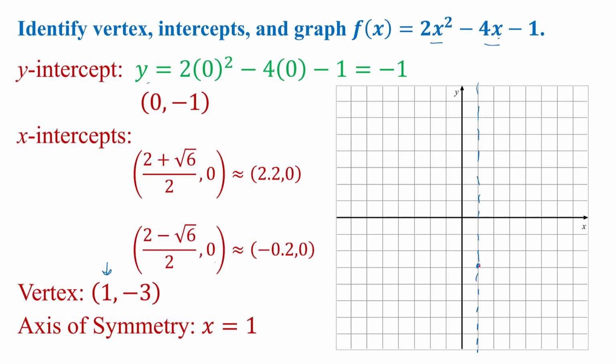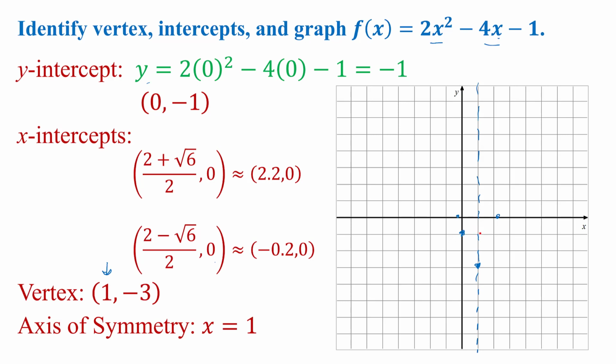Okay, so we have the vertex, the axis of symmetry. We have the y-intercept is 0, negative 1, and then we found our x-intercepts are approximately 2.20 and negative 0.20. And one other thing I can grab from this, I usually kind of like to have 5 points if possible.